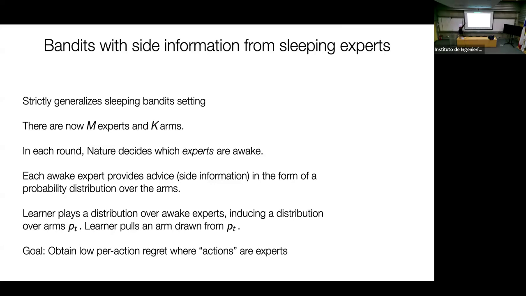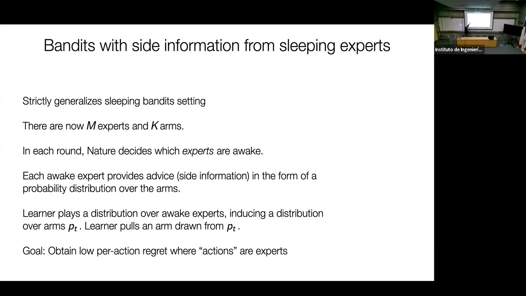And so this is a setting called bandits with expert advice, because you have arms with side information coming from experts, and we will allow the experts to go to sleep, purely for now for the reason of getting adaptive regret bounds. So in this setting, we have n experts. Imagine this number is massive. We have k arms as before, maybe not so massive. And each round, nature will decide which experts are awake, but all of the actions, the arms, will always be available in each round.